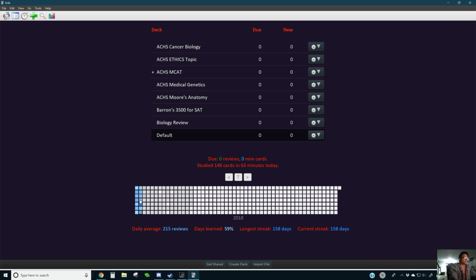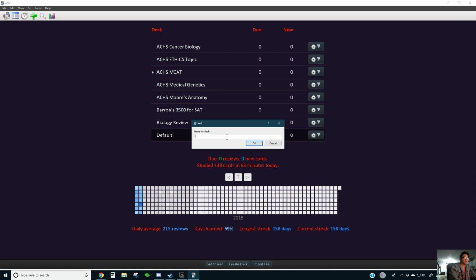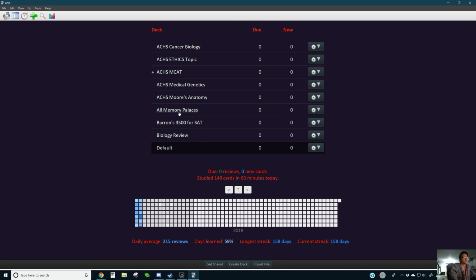Today, I'll just leisurely make cards specifically just for memory palaces. So I'm going to name this deck All Memory Palaces.